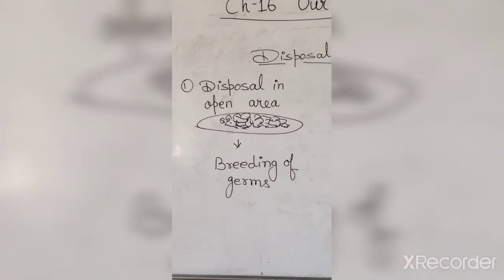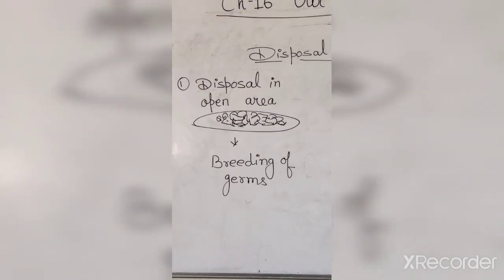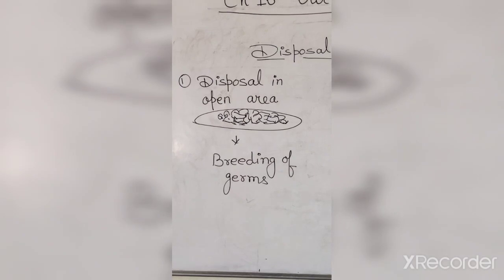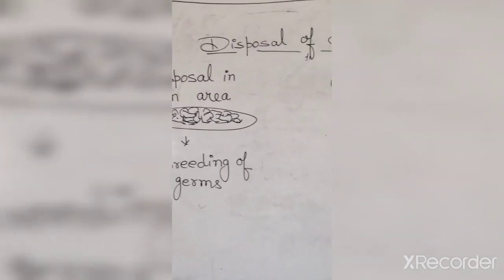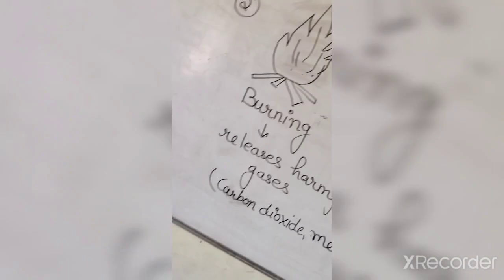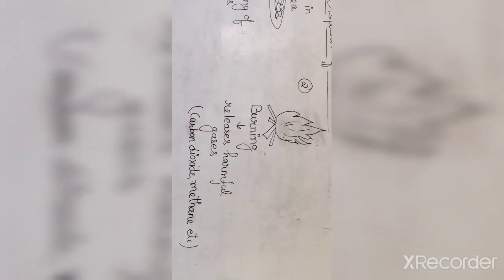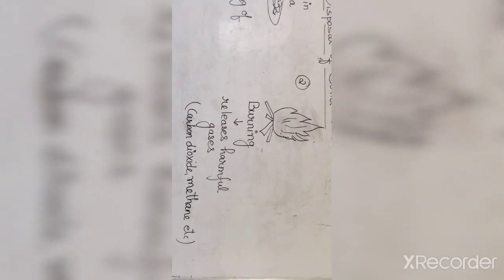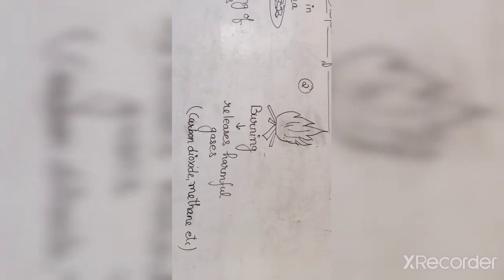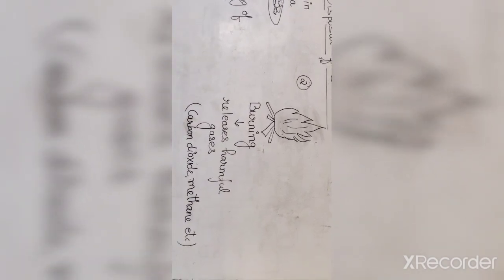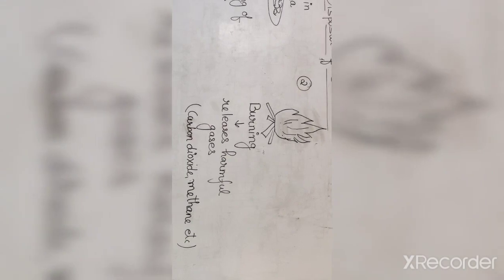So the first method is disposal in open area, but this is not a safe method because it results in breeding of germs. Now move to the second option, which is burning of garbage in the open area. But this burning also releases very harmful gases like carbon dioxide, carbon monoxide, methane, etc. So this also results in various lungs or respiratory diseases.